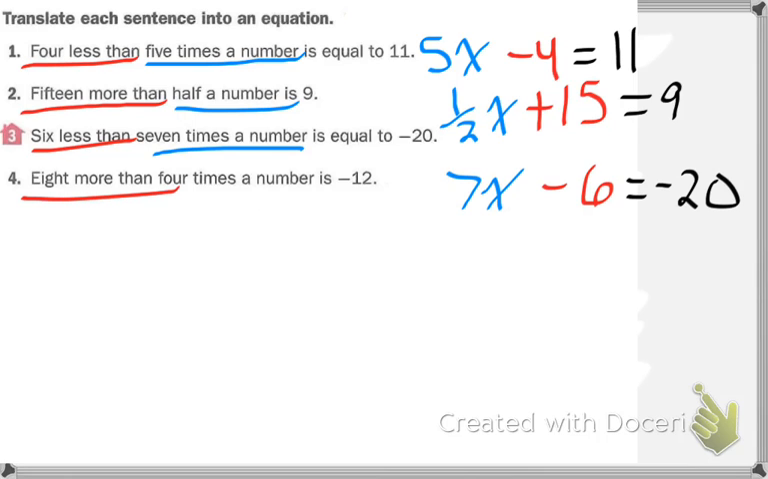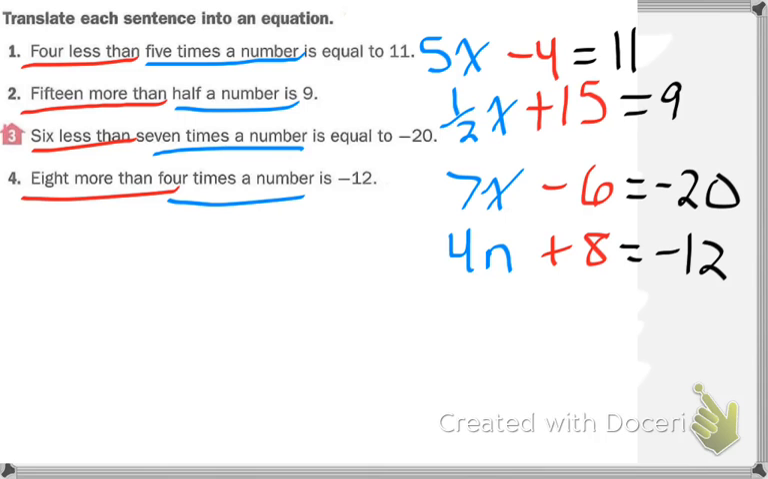Number 4, 8 more than. Try this one if you haven't done so already. 8 more than means plus 8, 4 times a number. That means 4 times a number. I'll use a different letter for a change. It says all of that is equal to negative 12. So there are your 4 equations to go with these 4 questions.